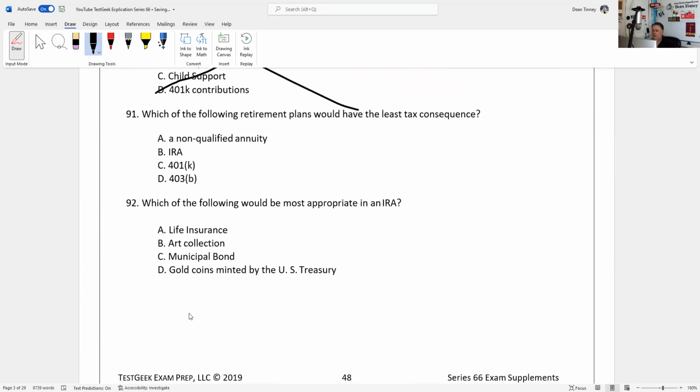Which of the following retirement plans would have the least tax consequence? I kind of like what Brian's getting at here. I think what he's getting at is that one of these has a cost base, and so I'm going to have less consequence getting it out, right? A non-qualified retirement annuity, also known as a variable annuity, is done with after-tax money.